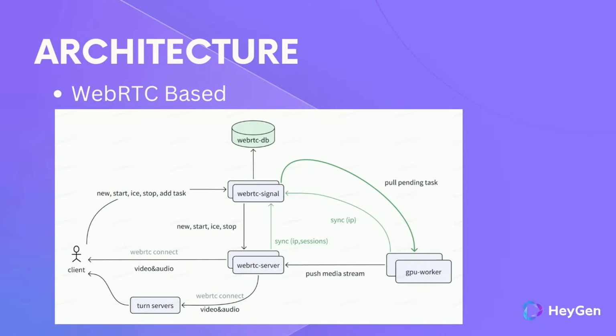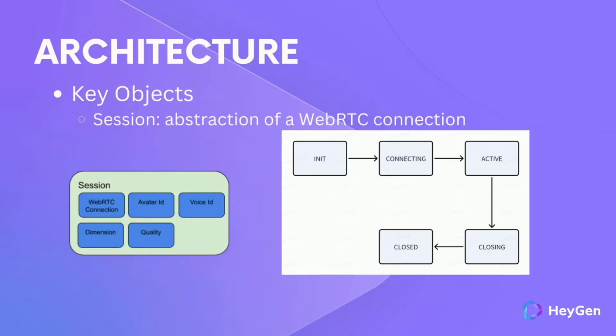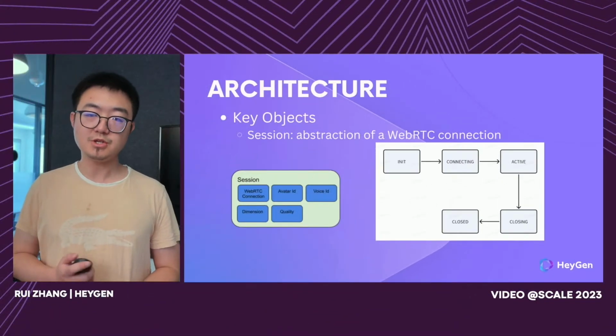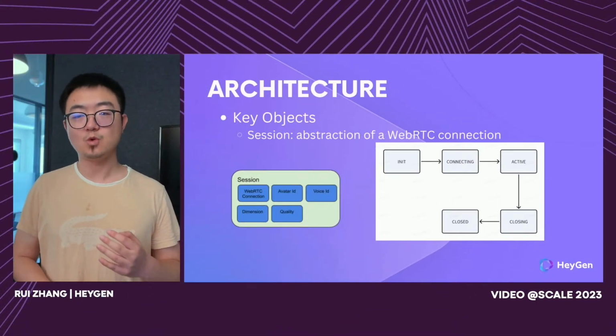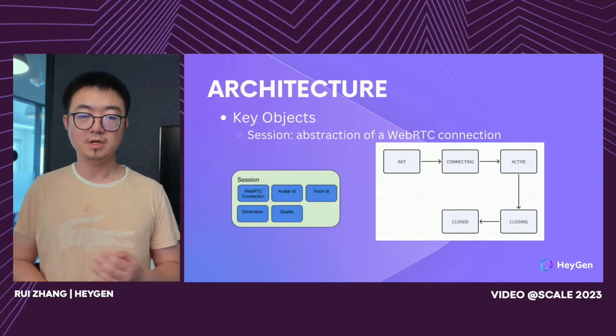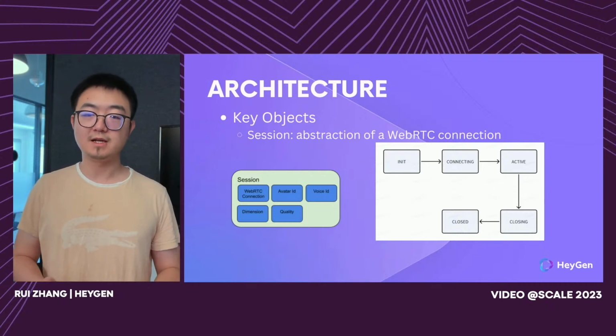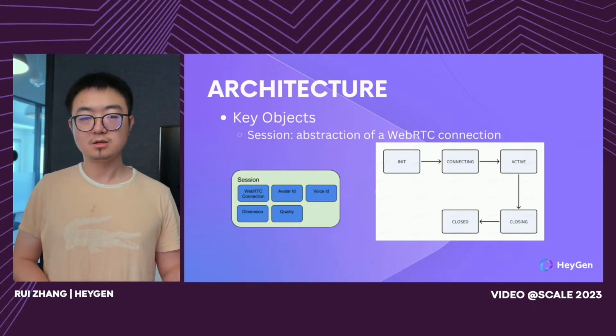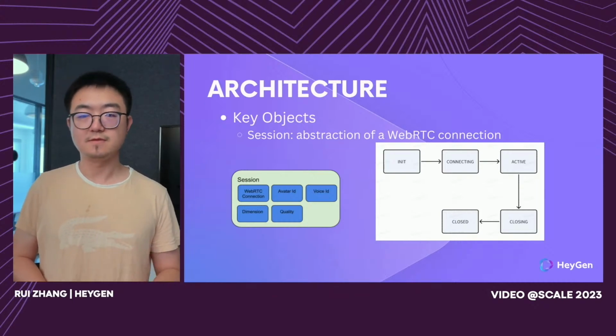The big challenge of the system is how can we make the machine learning model inference fast enough to ensure a real-time experience? Next, I'm going to talk about some key objects of our system. The first one is session. A session is just an abstraction of a WebRTC connection. In addition to that, it also provides more information related to our system, for example, the avatars and the voice.